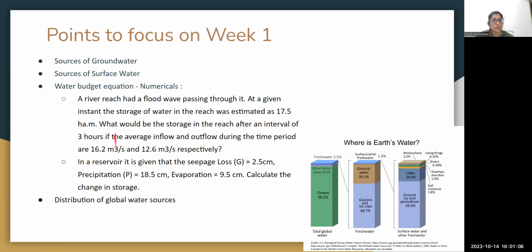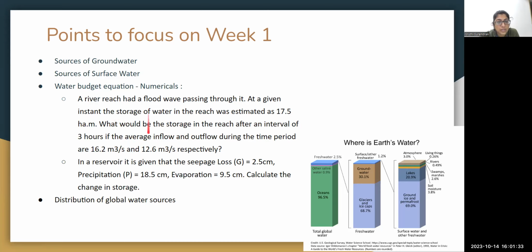The numericals based on the water budget equation are something like these two types, where they're giving that the storage of water is 17.5 hectare meter. They have given a time, inflow, and outflow, so you will have to convert inflow and outflow into volume and then know what is the change in storage.